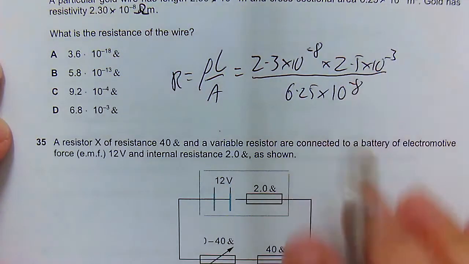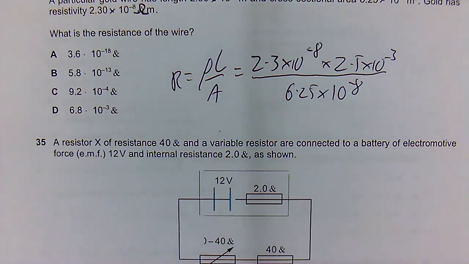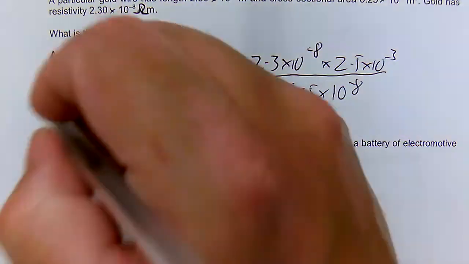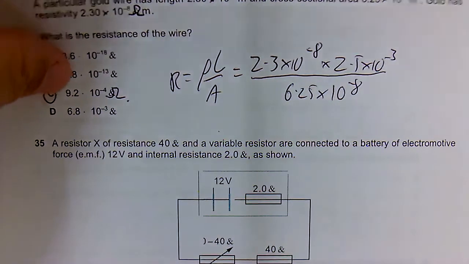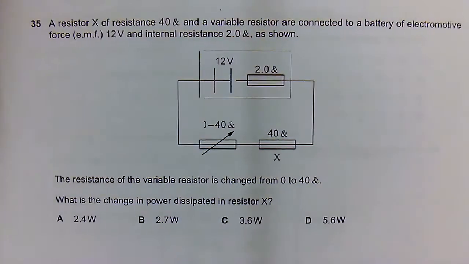No sort of trip ups or anything. No, this is quite straightforward. So the answer comes out to be C, 9.2 times 10 to the power minus 4 ohms. I'm not sure why it changed ohms for the and sign.